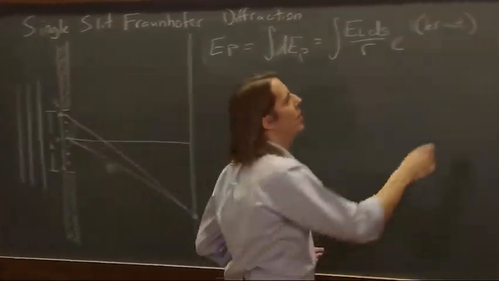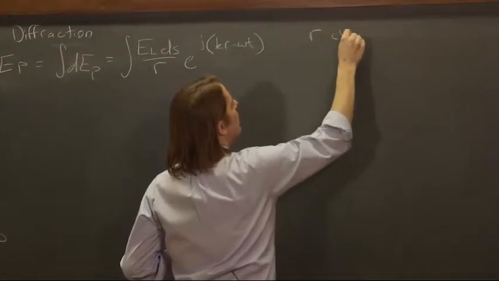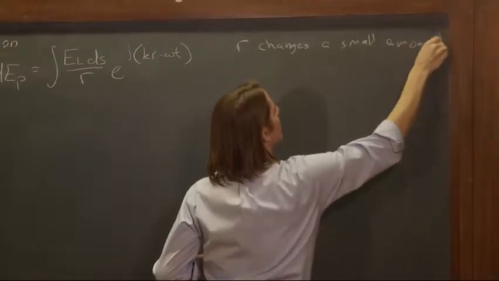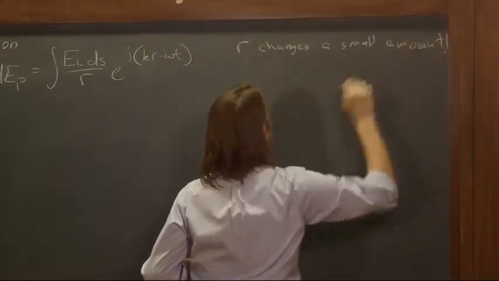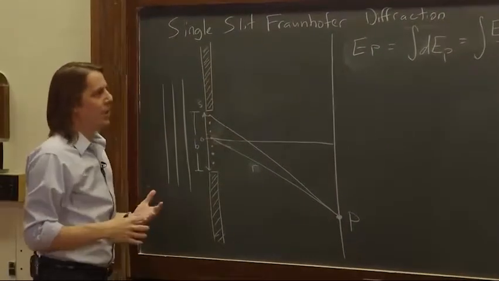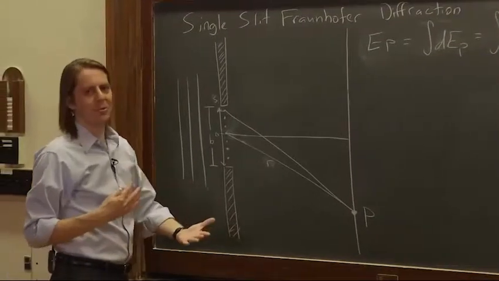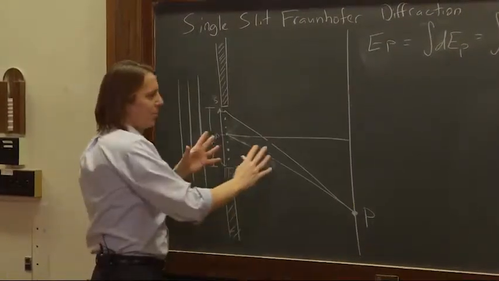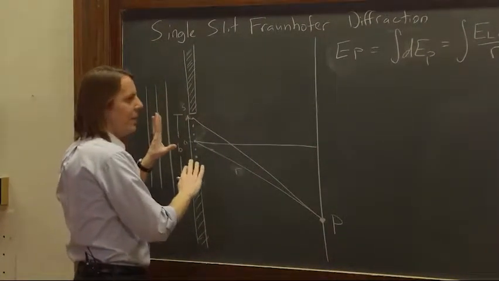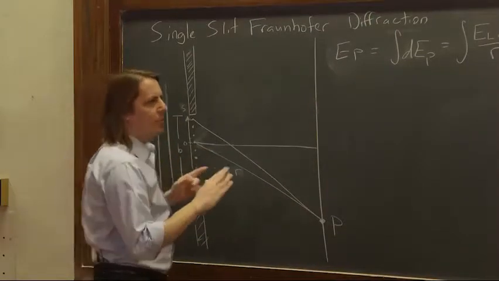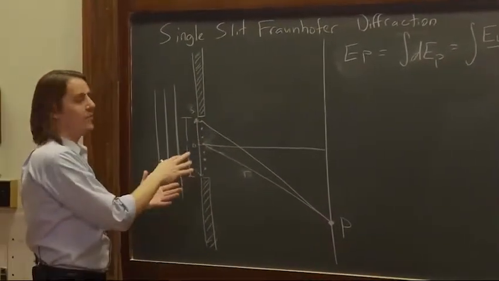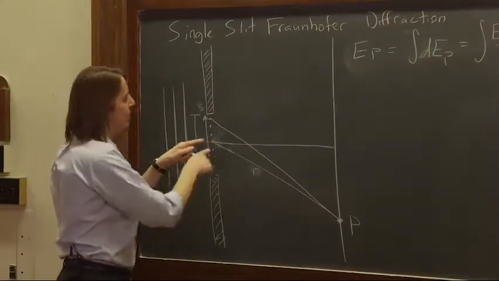So r changes a small amount. This is the weird part of this calculation. R does change in this integral when you change s, but it doesn't change by much. And what that means is it'll affect some terms and it won't affect other terms. So remember, the screen is really far away compared to the width of the slit and the wavelength. So since it's far away, the change in r is small, so the amplitude is not affected very much. For the amplitude, we're going to treat that as a constant r, and we'll just put in the one for the middle of the slit.